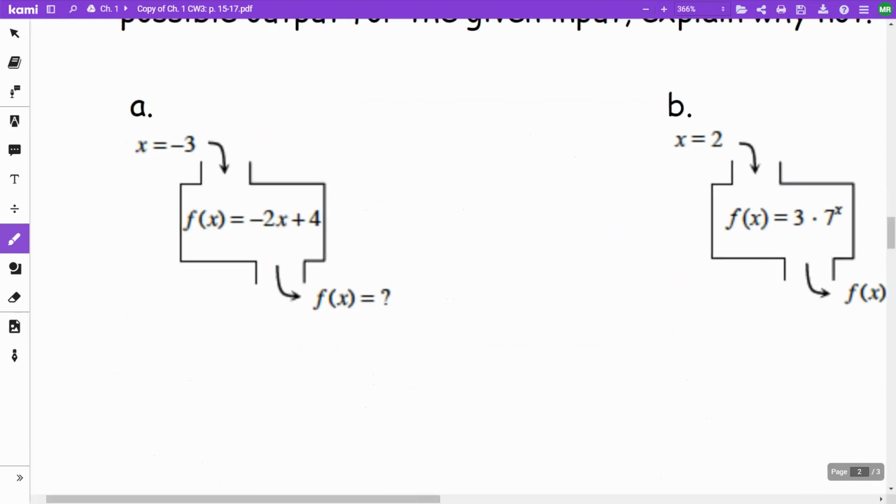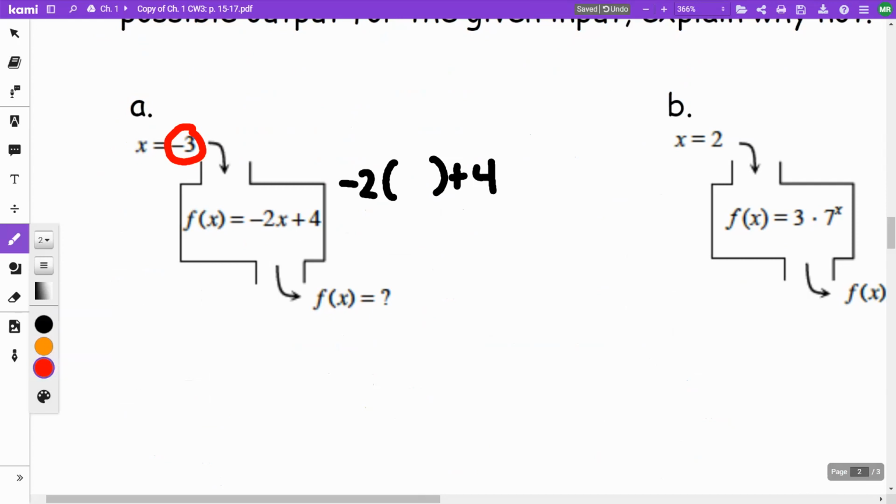So this one, I'm going to be putting in a -3. So I'm going to take -2 times my x plus 4. My x is a -3, so I'm going to substitute that in and then work it out. A negative times a negative is a positive. So I'm going to get 6 plus 4. So my output is 10.